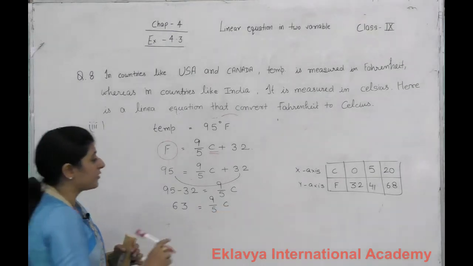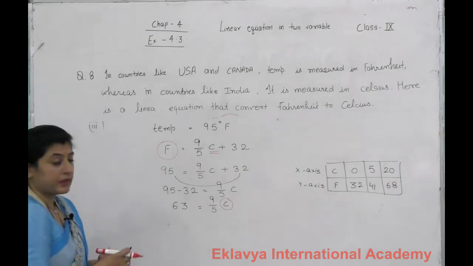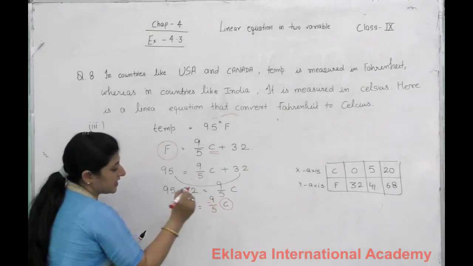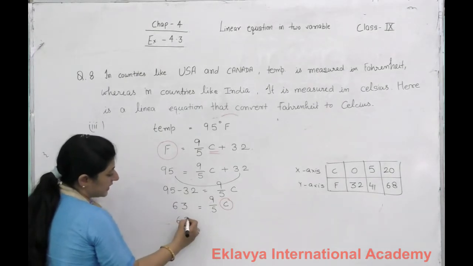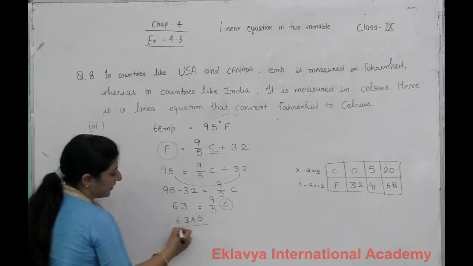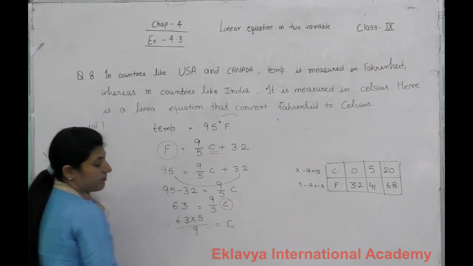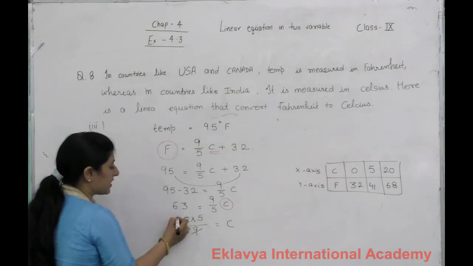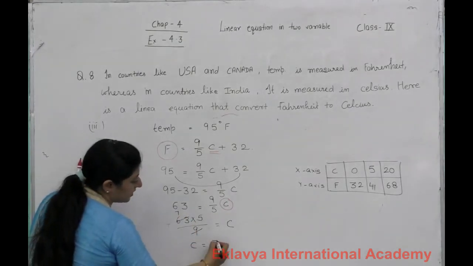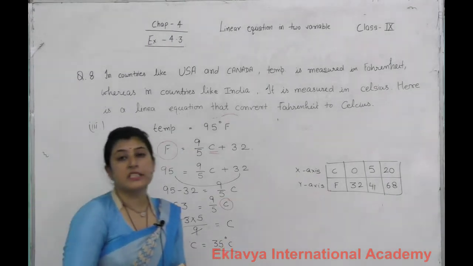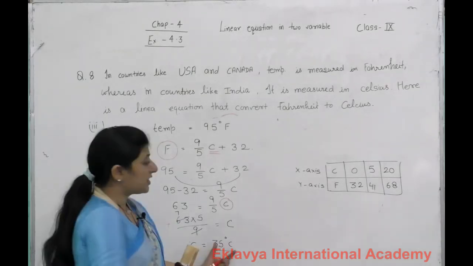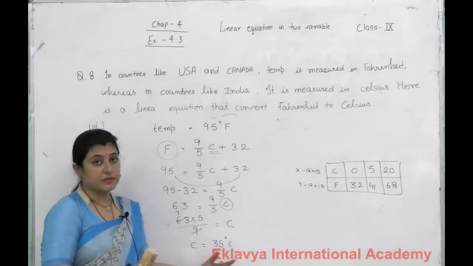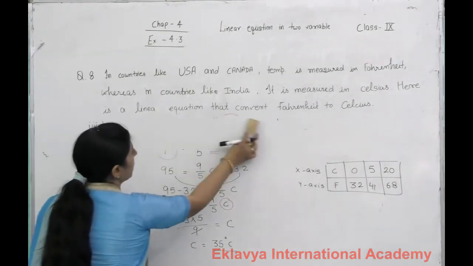Now we want to find out the value of C. Here this one is multiplication and this one is division. Then shift here, it becomes 63 multiplied by 5 divided by 9 is equal to C. 9 7s are 63, then C value is 35. It means we can say when the temperature is 95 degree Fahrenheit, in Celsius there is a temperature 35 degree centigrade. Now proceed to the next part.